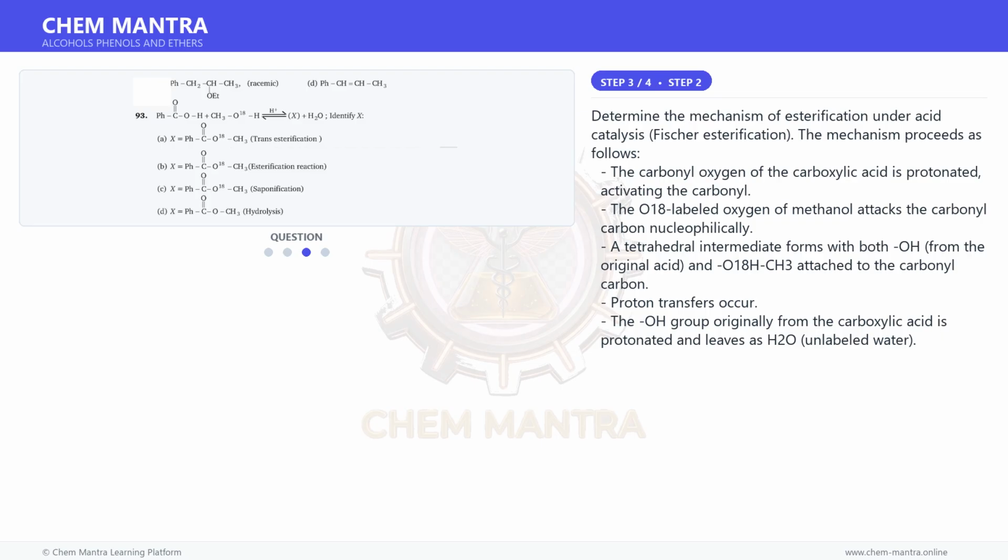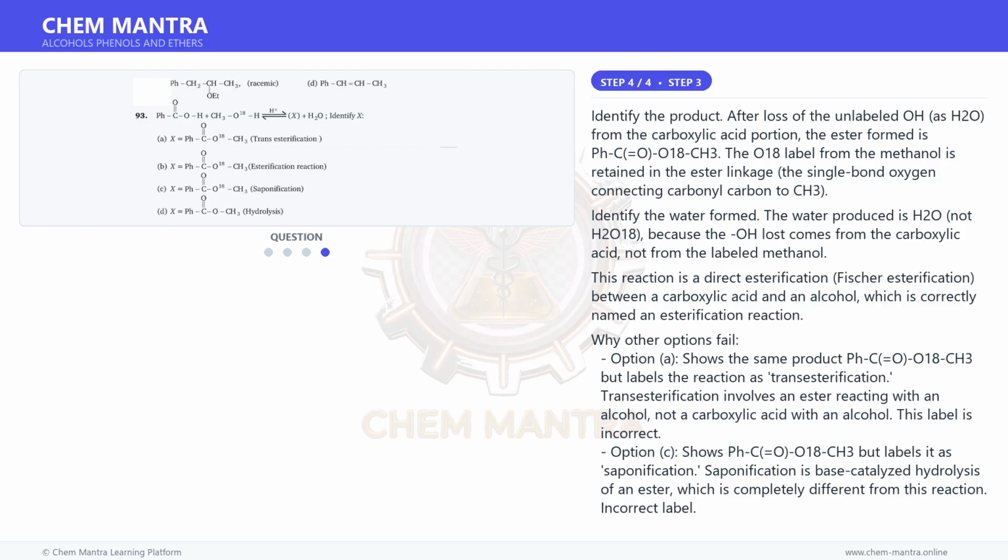A tetrahedral intermediate forms with both O from the original acid and O18HCH3 attached to the carbonyl carbon. Proton transfers occur. The OH group originally from the carboxylic acid is protonated and leaves as H2O, unlabeled water. And for the final step, identify the product.